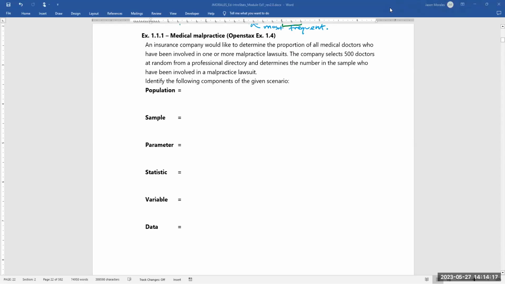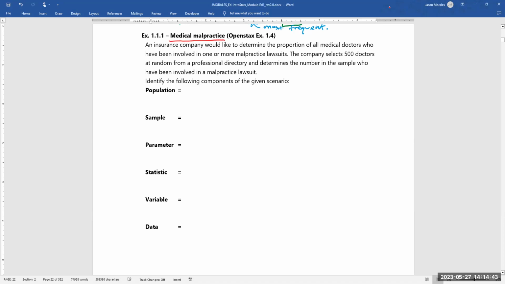Okay, in this example, let's see if we can parse a given problem with the definitions that we've learned so far about population, sample, parameter, statistic, variable, and data. So this is example 1.1.1 on medical malpractice.